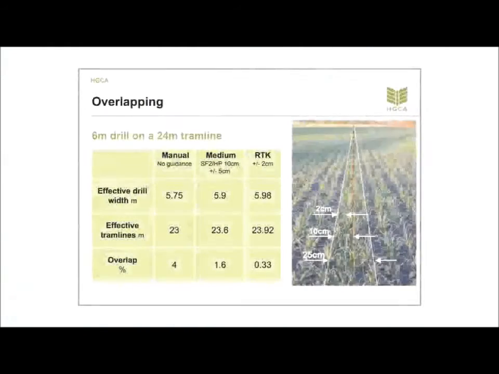What about the RTK system? And RTK, really, we're taking the drill width right up to its effective size, so we're basically at 6 metres. You're taking your tram lines more or less up to 24 metres and taking the overlap down to a negligible amount, really.